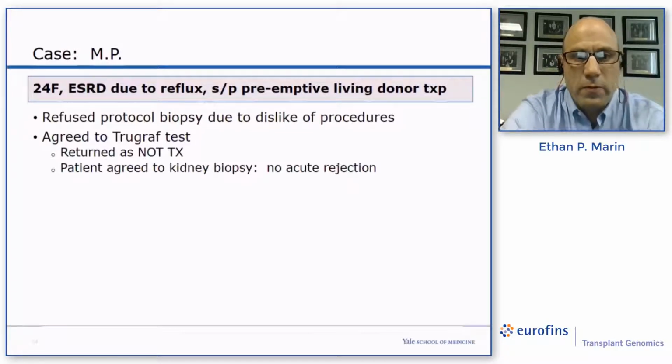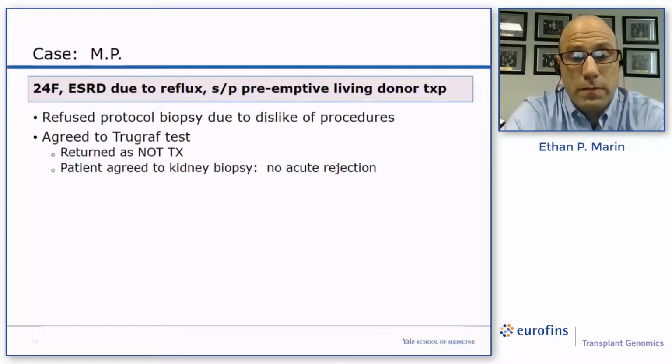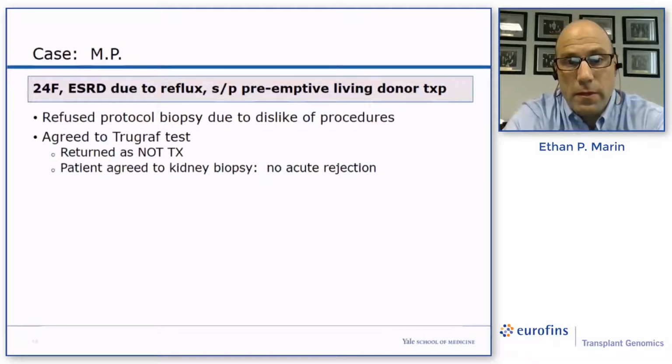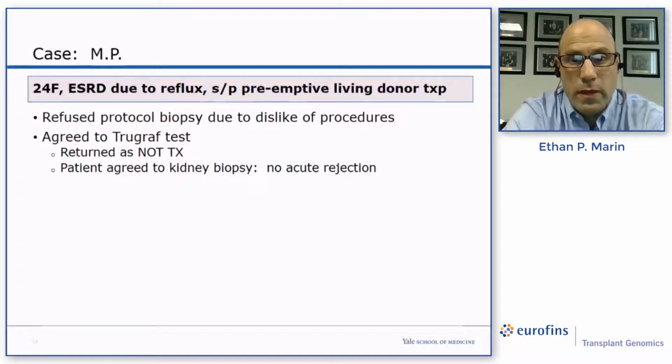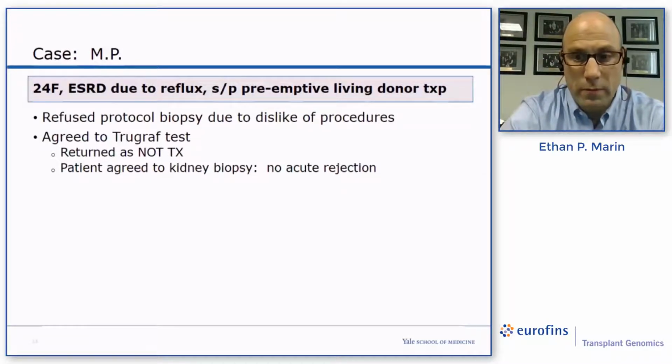And we eventually persuaded her to undergo a TruGraf test, a peripheral blood gene expression test in place of the biopsy. This test also returned as not TX. And we subsequently convinced the patient to undergo a biopsy on the strength of those test results, suggesting that her chances of rejection were substantially higher than had the test come back as TX. Patient then did agree to a biopsy, which actually found no evidence of rejection, but nonetheless, I think both the patient and the care team were more satisfied with this workflow than if the patient had simply refused a biopsy and we were unable to obtain any more information.